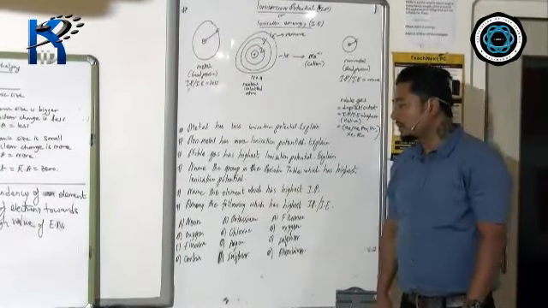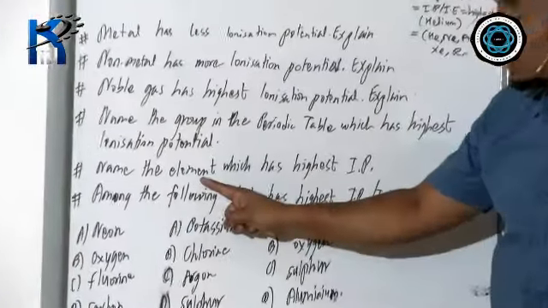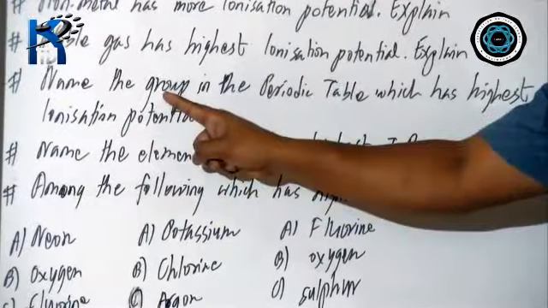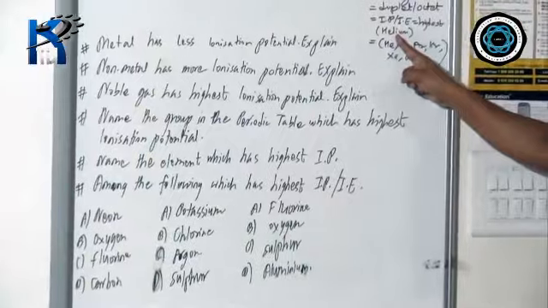Now we go to the next question. Name the element which has the highest ionization potential. Did I ask you the group or element now? Element. Highest is group 18, but inside that group 18, which element has the highest? Helium. So the answer will be helium for that.